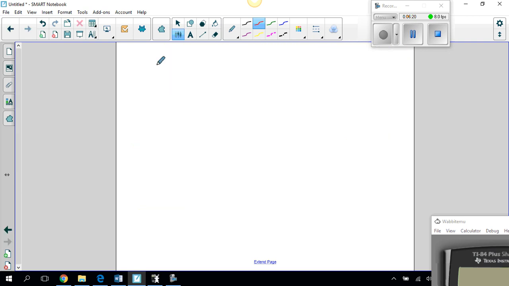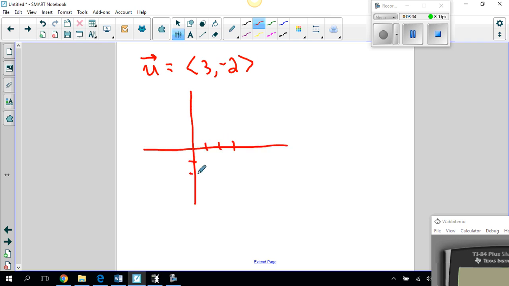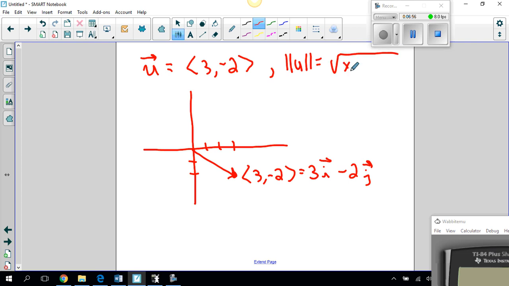Anyway, let's just go right to an example. So we got this vector u to be 3, negative 2. Let's find everything out about it. So picture-wise, it's over 3, down 2. And that is the vector 3, negative 2. That is the vector 3i minus 2j. Get used to it for your physics class. I know where it's located. It's in the 4th quadrant. I know the magnitude of u is just the square root of x squared plus y squared, because that's the formula for the radius.